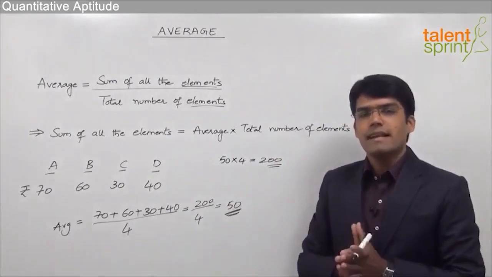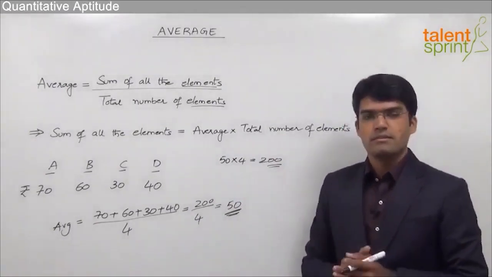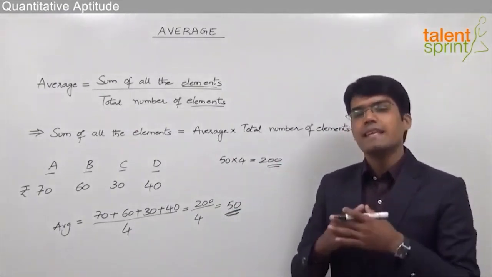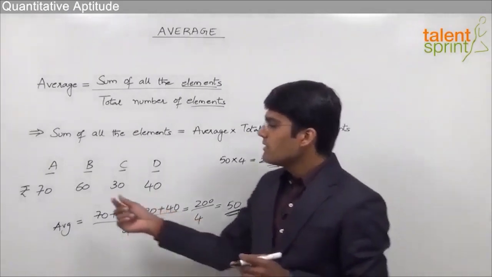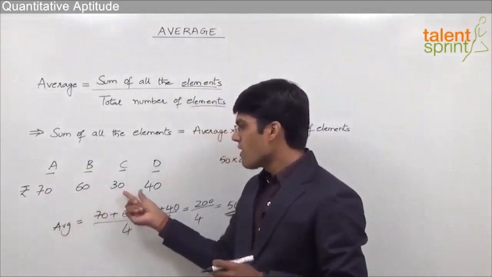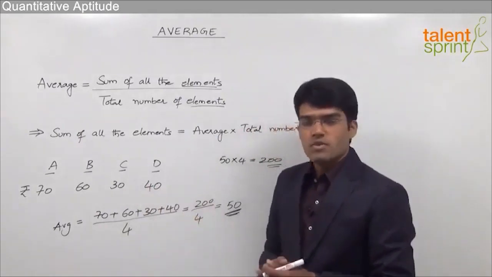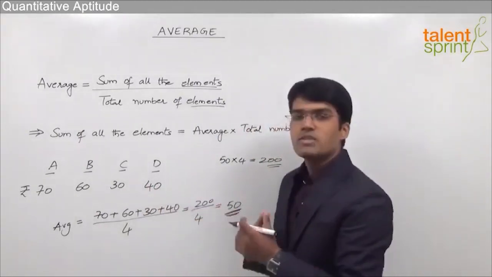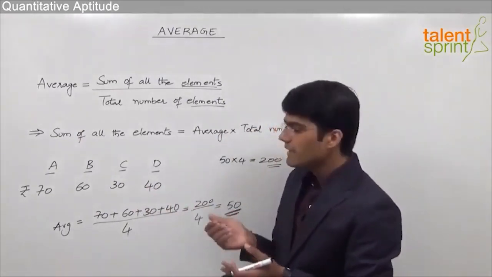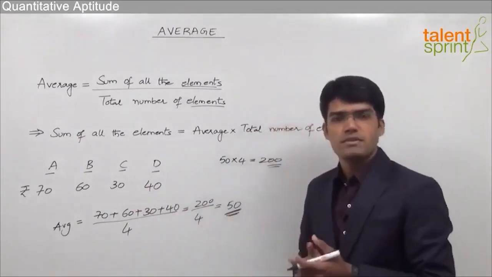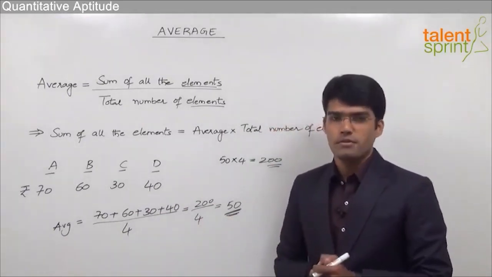Understand, the basic idea behind calculating average is equal distribution. That is, average is nothing but an equal distribution of the total value. For example, here we know that there are 4 persons who have got 70, 60, 30 and 40 rupees respectively. So if I collect the amount from each one of them, that is, we take 70 rupees from A, 60 rupees from B, 30 from C and 40 rupees from D, the total amount which I have will be equal to 200 rupees.